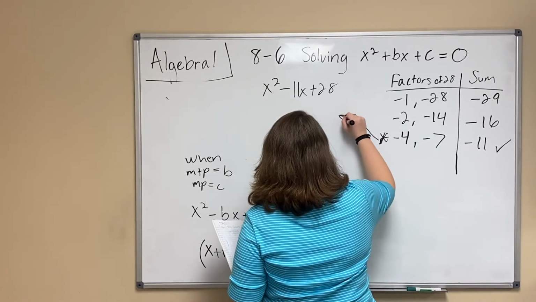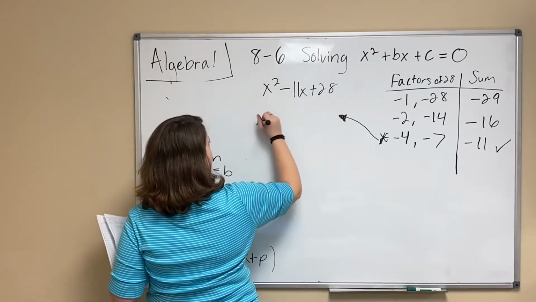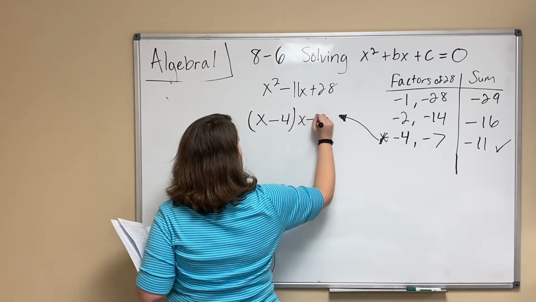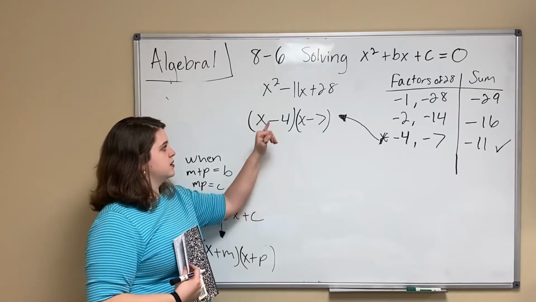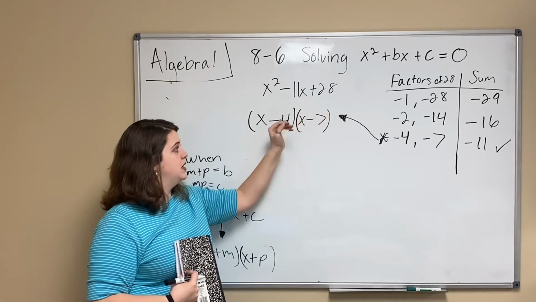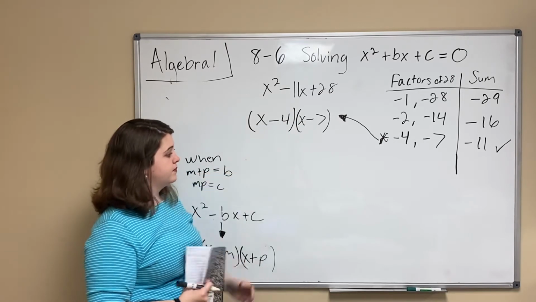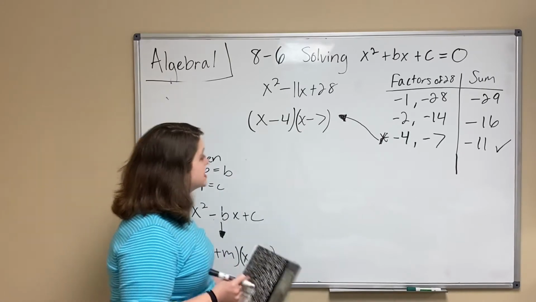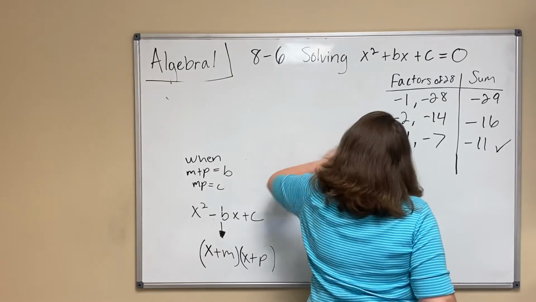Now I'm going to plug it in over here into my equation. Get x minus 4 times x minus 7. Now it works because -4 times -7 is positive 28, but -4 plus -7 is -11. So that's what happens when B is negative. How about when C is negative? Let's try one of those.